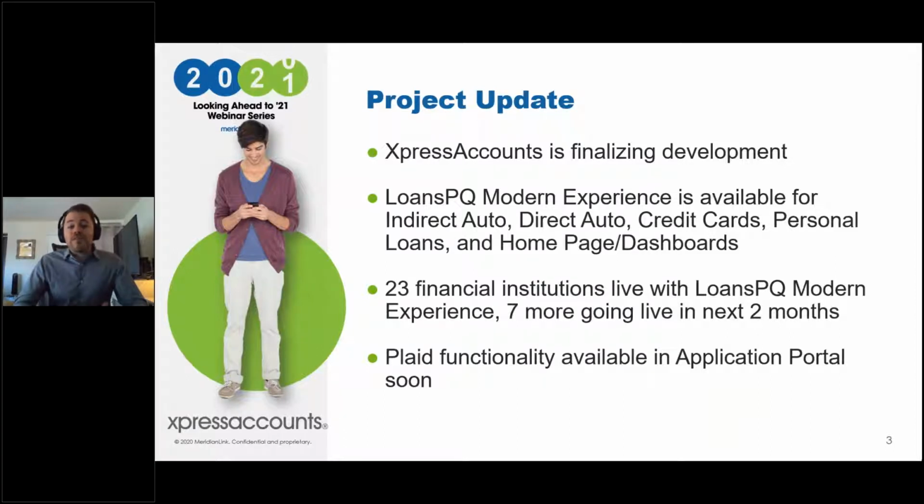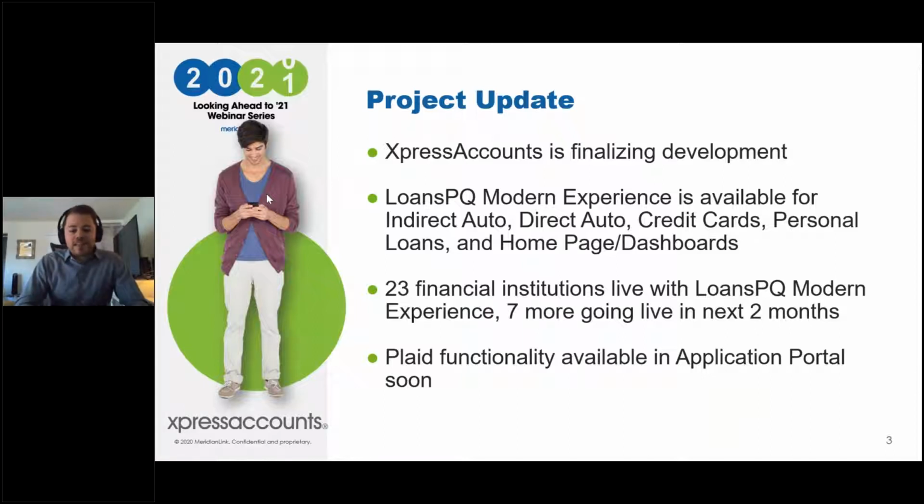We do have indirect auto, direct auto, credit cards, and personal loans available today. So all of those application types can be enabled in your beta and or demo environments. And if you want to take them to your production site, you can do that as well. We are very excited that we do have 23 institutions live with LoanSpeak Modern Experience in some capacity right now, and 7 more are already signed up to go live in the next 2 months.